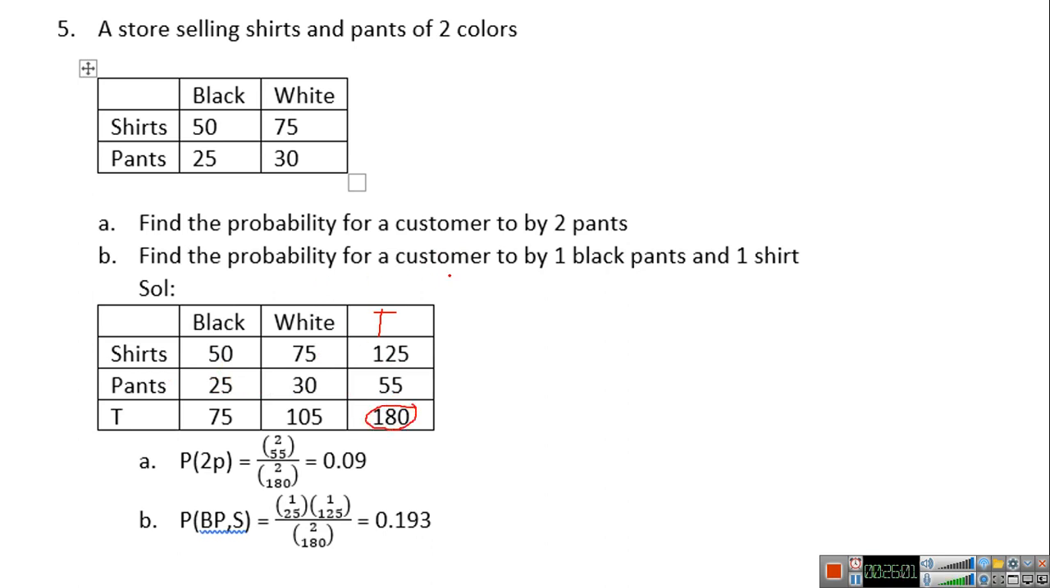Find the probability for a customer to buy one black pant and one shirt. One black pant, so I have 1 out of 25. One shirt, they didn't mention the color, so it's 1 over the total number of shirts. The total number of shirts is 125. So I want one shirt: 1 out of 125 over the total, which is 2 out of 80.